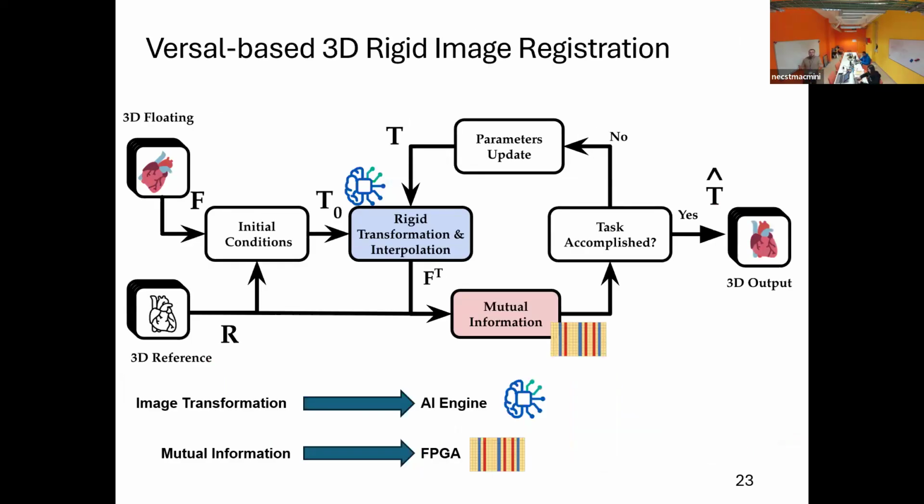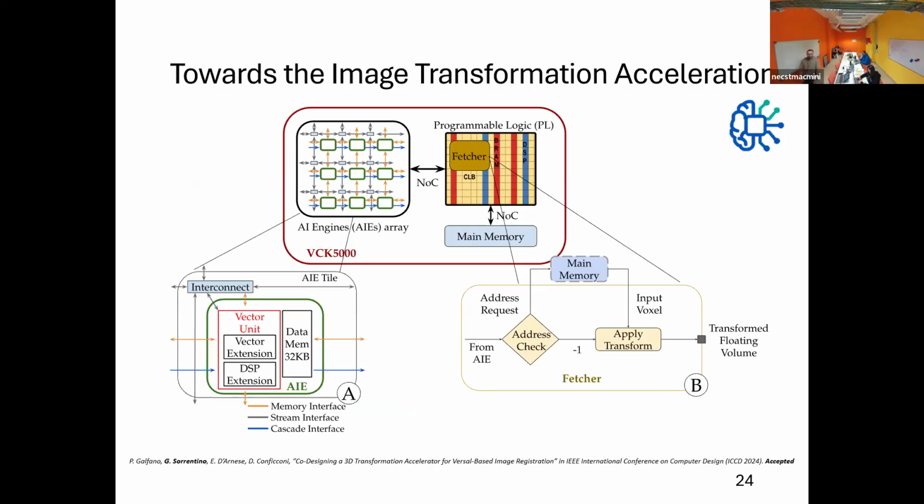Thus, I partitioned the application across different layers of versal systems, leaving the mutual information step on FPGAs as it is in the state-of-the-art, but using the AI engines for the transformation step. This first research has been presented a few months ago in SCD here in Milan, and actually consists of computing transformation on the AI engine, producing the coordinates which are given to a programmable logic component that fetches memory properly, applying the transformation.